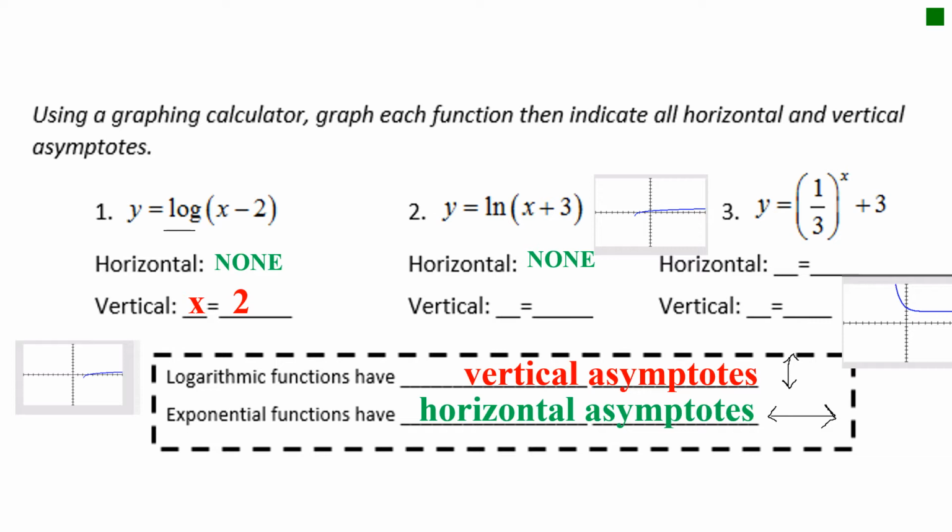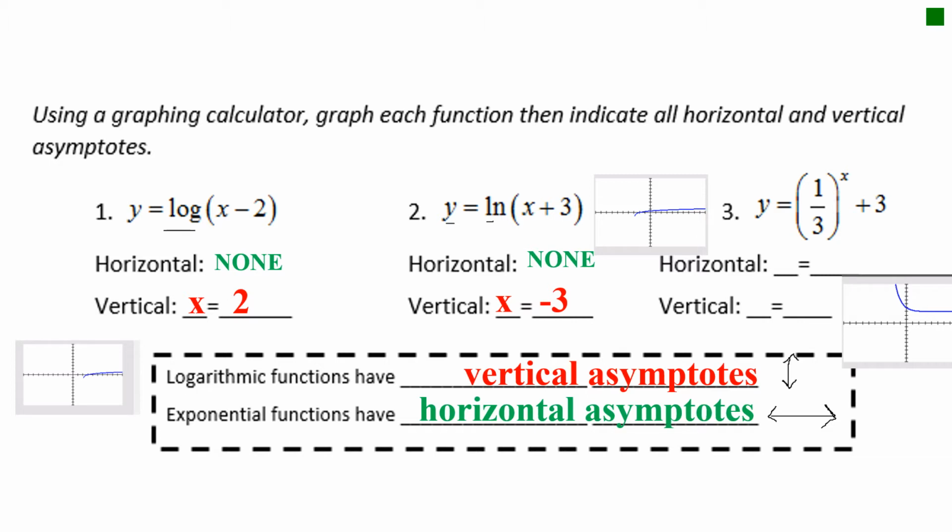When you look at this second one, this is on your calculator too. This is the natural log. Y is equal to the natural log of this quantity x plus 3. Put it in parentheses. Natural logs follow logarithms, so you're going to have a vertical asymptote, therefore no horizontal asymptote. What do you think the vertical asymptote is going to be? X is equal to negative 3.